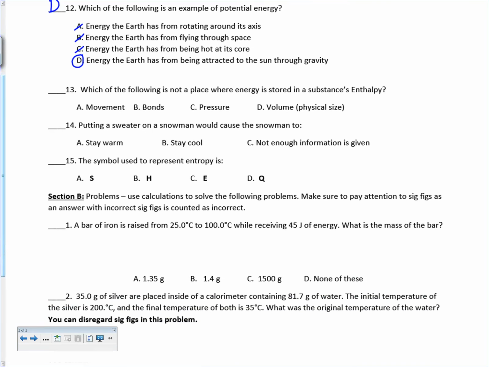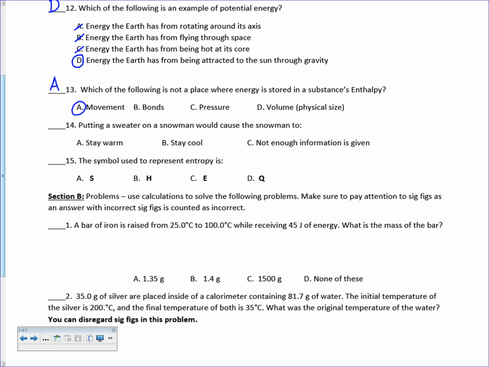Question number 13. Which of the following is not a place where energy is stored in a substance's enthalpy? Well, enthalpy is the potential energy of a chemical, and it's usually stored in the bonds or the pressure or the volume of the chemical. All right. Movement is kinetic energy again, so that one is not potential energy anyway, so that's going to be the answer there.